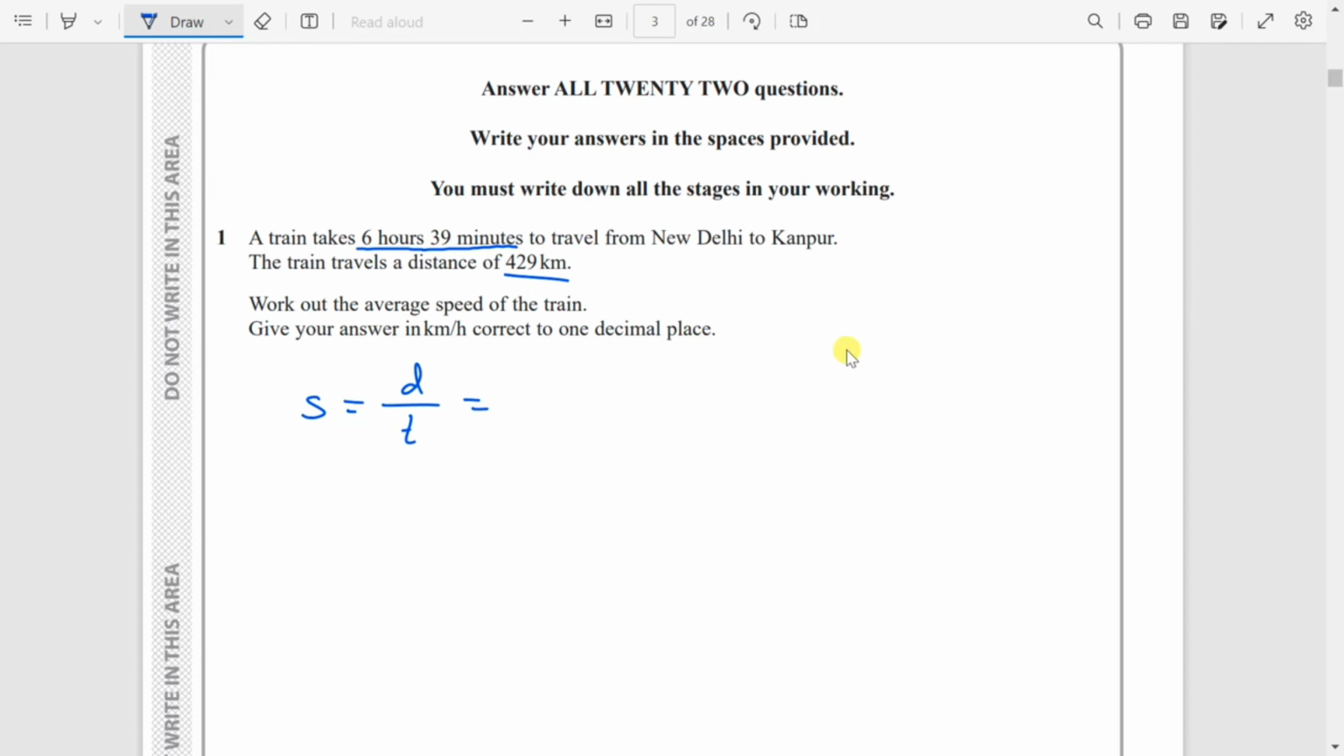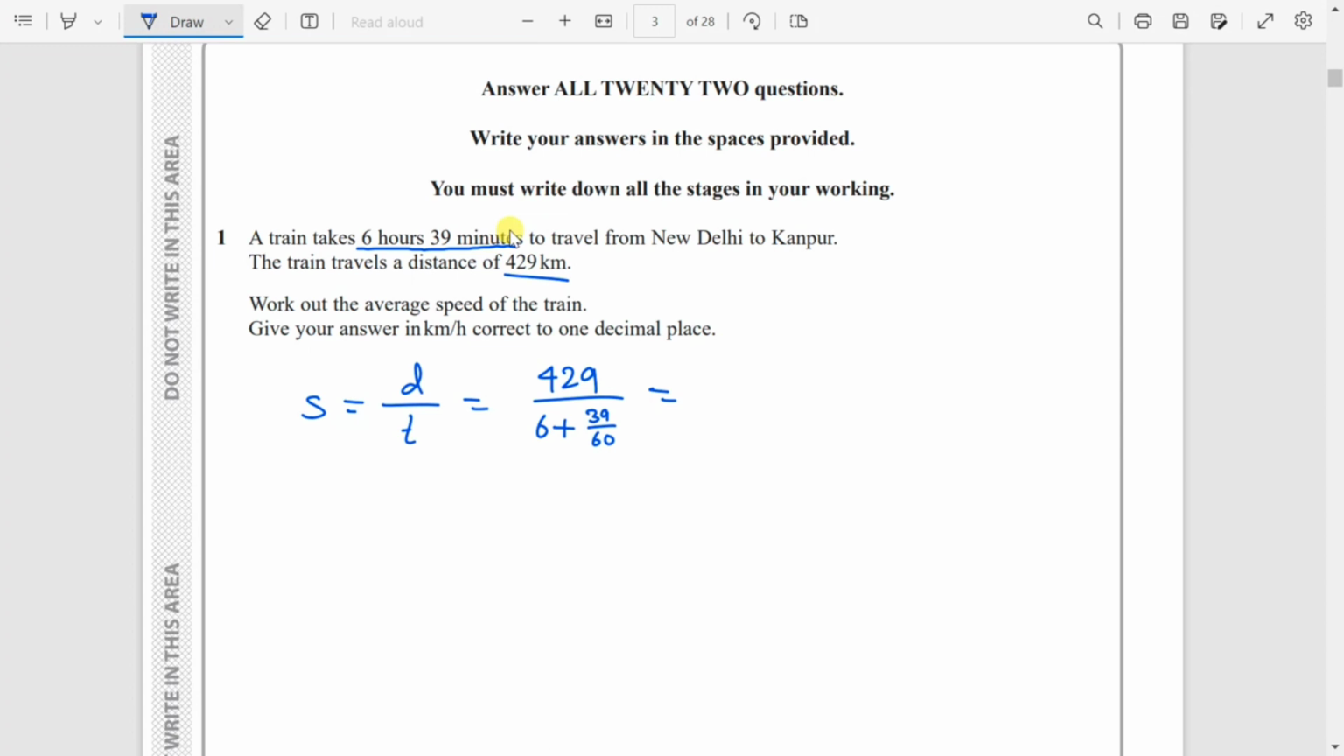The easy thing about this one is you've got your distance already, which is 429 kilometers. And we've got our time. Now they want it in kilometers per hour, so the 39 minutes is a bit of a problem. The easy way to do this: you've got 6 hours and you want to convert the 39 minutes. I always write the time as 6 hours plus, because we know that 60 minutes is an hour, so it will be a fraction. It'll be 39 over 60.